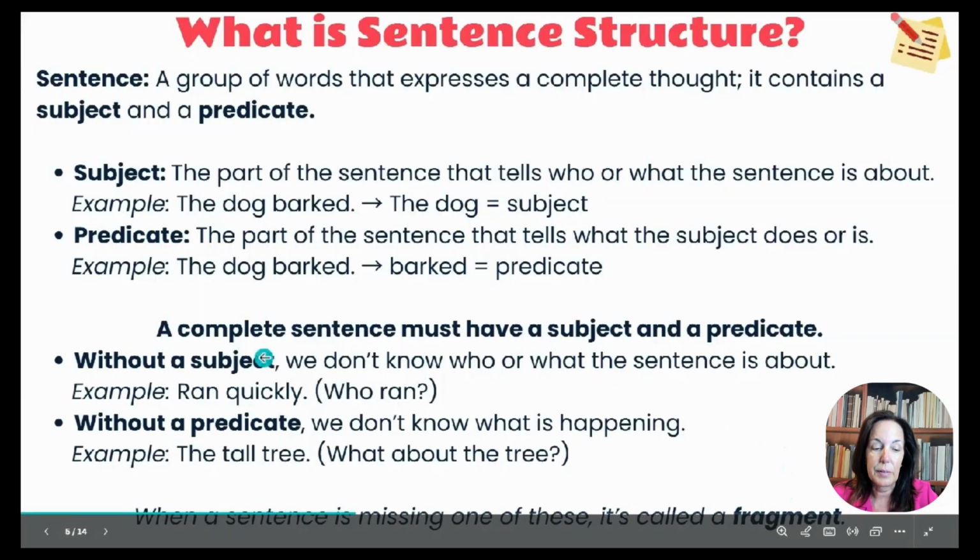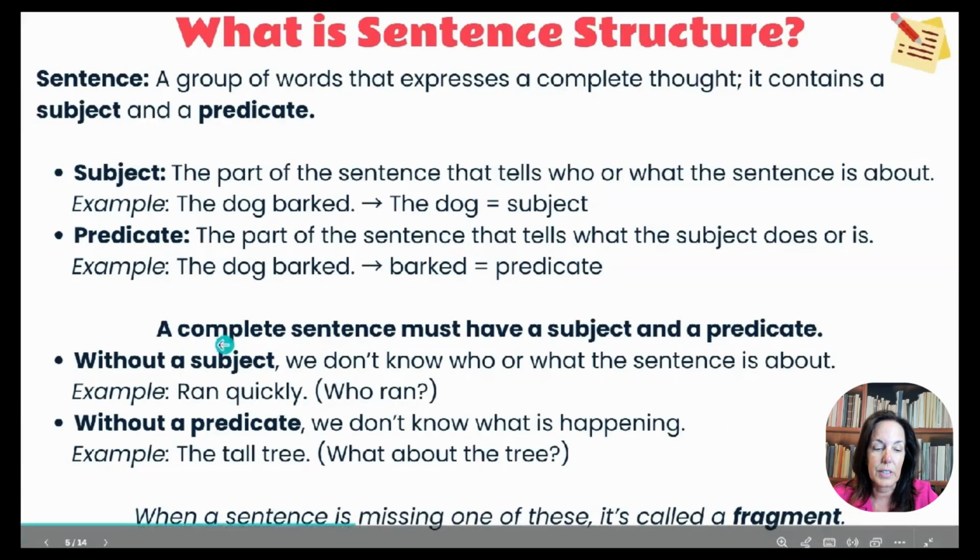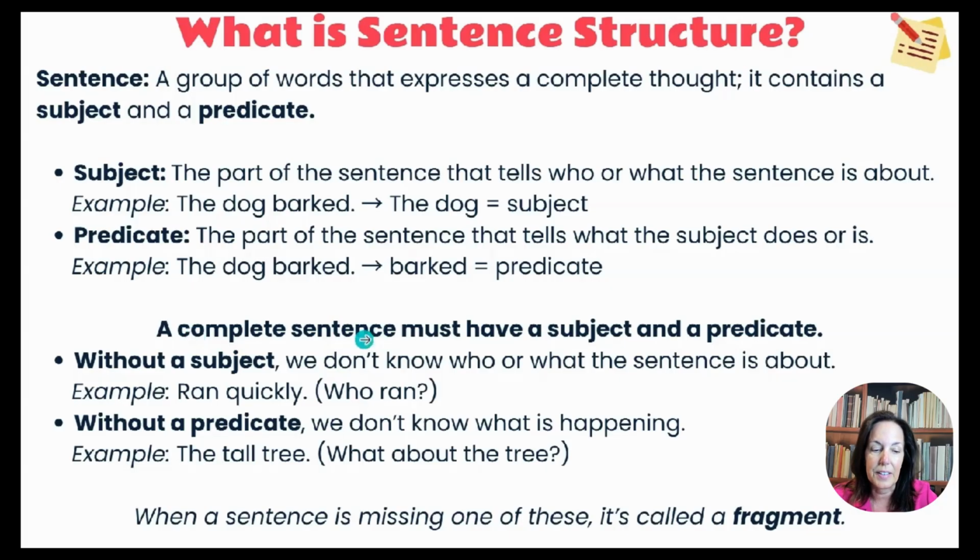I'm going to be honest with you. We hear this all the time, using this term complete sentence. You really don't need the word complete. That's kind of redundant. A sentence has to be complete. It has to have a subject and a predicate. If it doesn't, it's not a sentence and it's not complete.